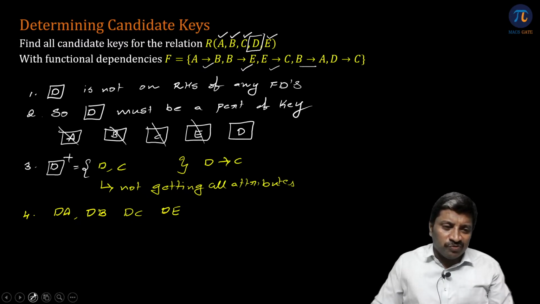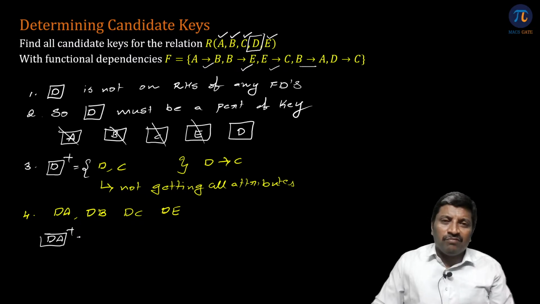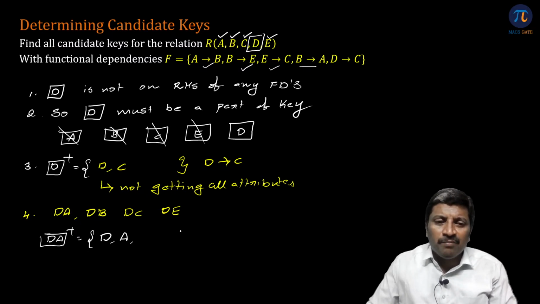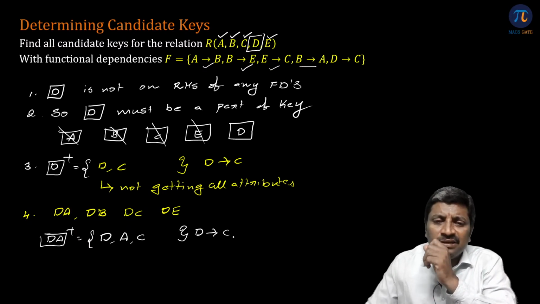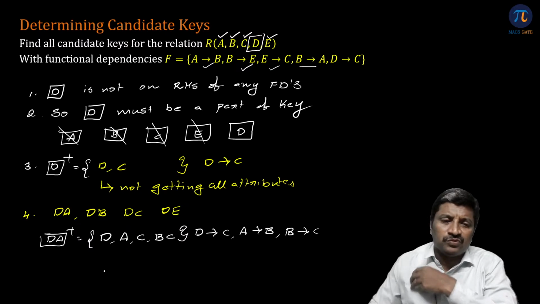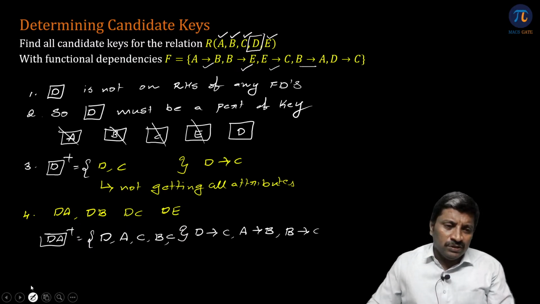Let us verify the first one. DA. With D comma A, what we can get, sir? D, A. I have D goes to C. I can get C. Anything else? Yes. With A, I can get B. With the B, I can get C. So we got all attributes. So this will be a candidate key, right?